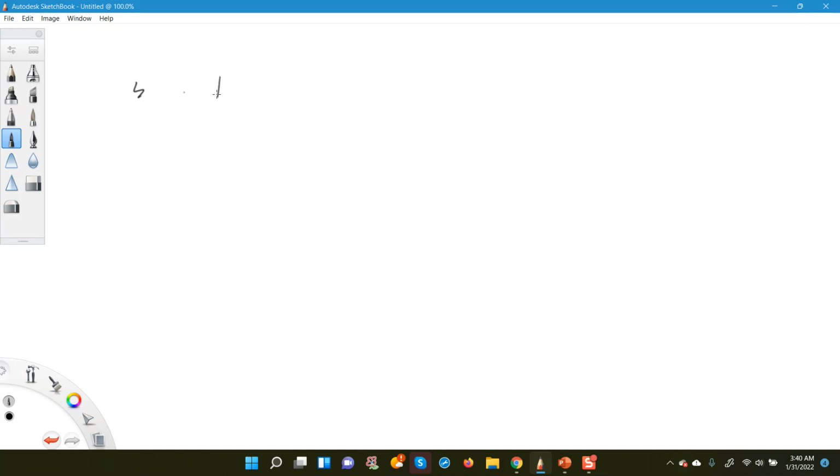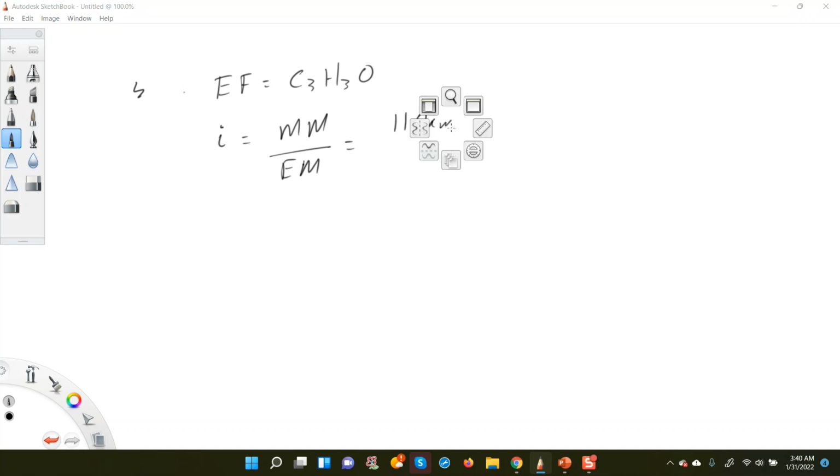Okay, so the empirical formula is C3H3O, and the question is asking for the molecular formula. So what we need to do is find, firstly, the integral factor. And the integral factor, as we said before, is equal to the molecular mass divided by the empirical formula mass. The molecular mass is given as 110 AMU.